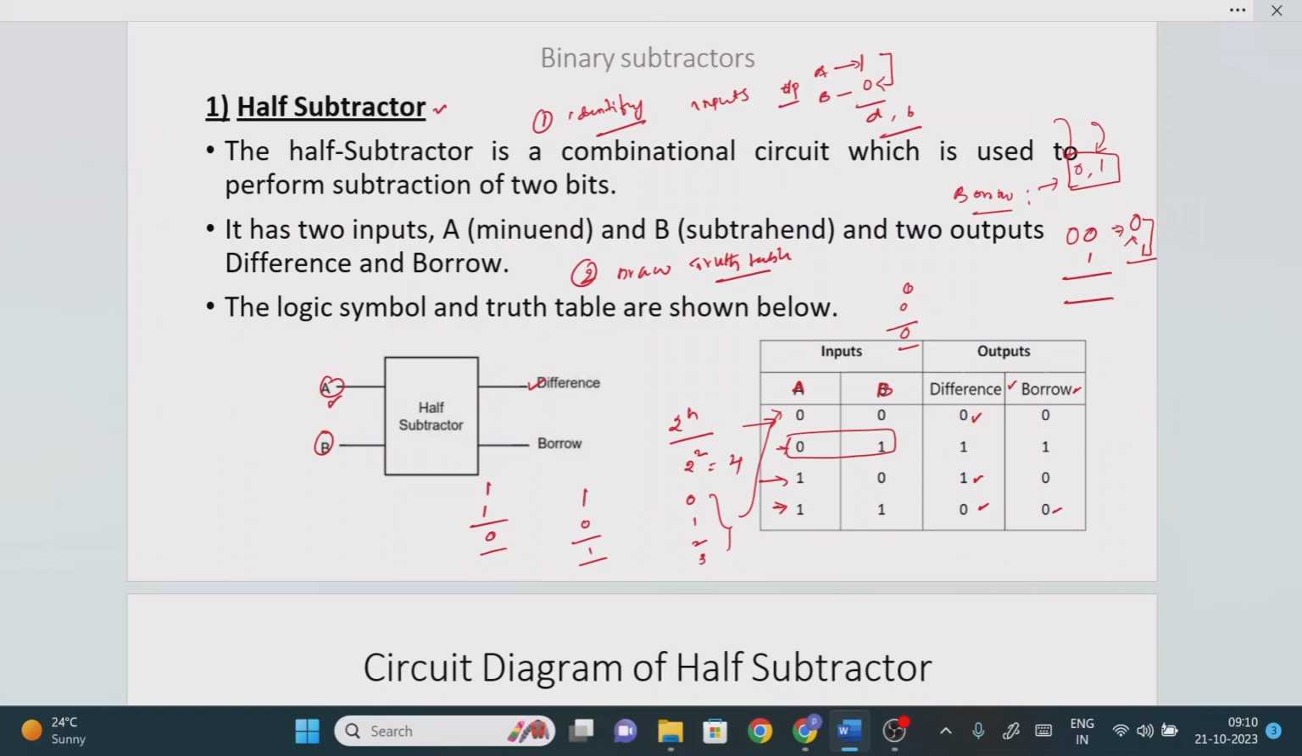Now what is the next possibility? We can take the 1, right? It means that first we need to perform 0 minus 1. We cannot do that. So one option is that we can take 1, right? So I am just taking 1, right?